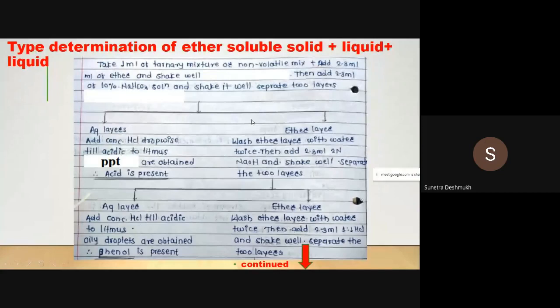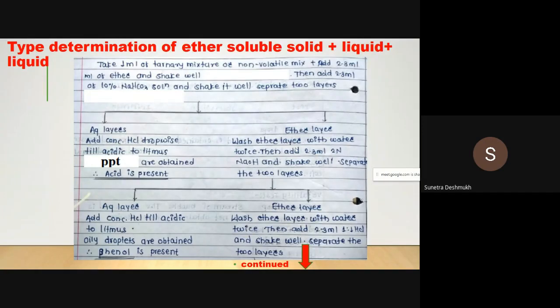Again, we have to add saturated sodium bicarbonate to this ether layer. Two to three times we have to repeat the addition. We will add sodium bicarbonate, take out the aqueous layer in the same test tube, and neutralize it. So we will do that 2 to 3 times. If any acid remains in the ether layer, it will come out into the aqueous layer, and your ether layer will not contain any more acid.